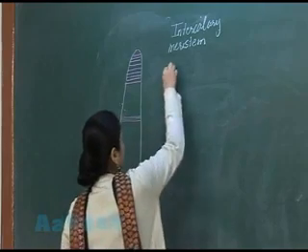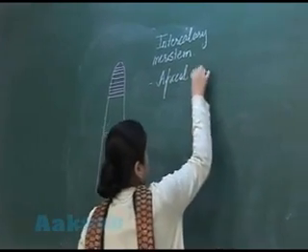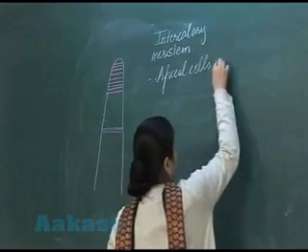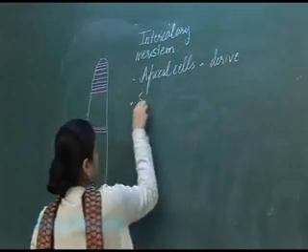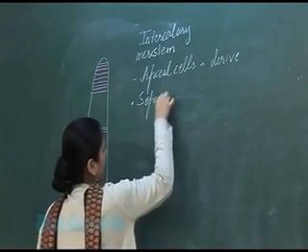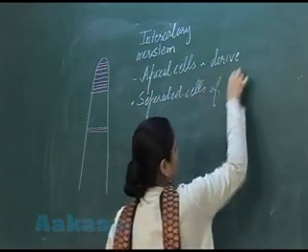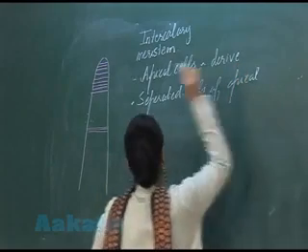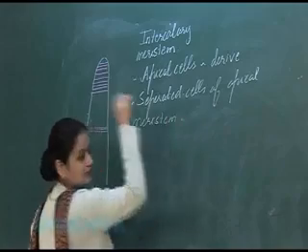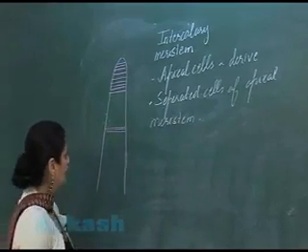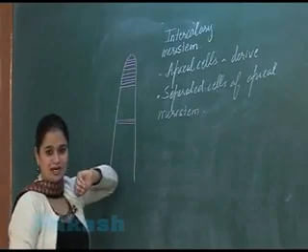So let's write it down. Apical cells से derive हुई है. These are separated cells of apical meristem. Got it? अब ये जो मेरिस्टम है इसको हम कह रहे हैं इंटरकैलरी मेरिस्टम.